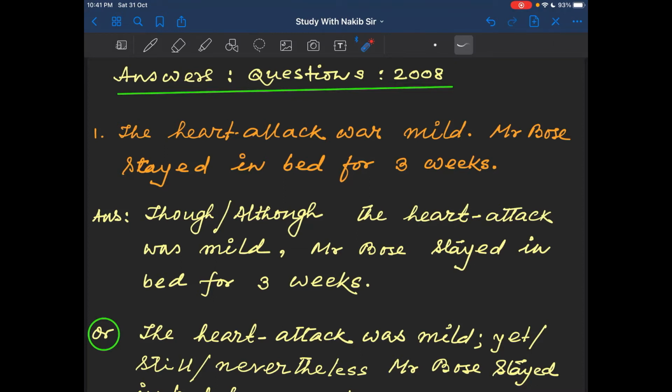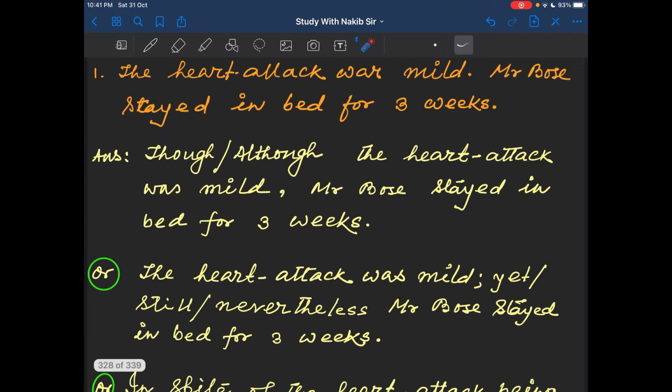So use though or although, or yet, still, or nevertheless, or in spite of. Remember, you cannot use and, but, or so. Okay. So your combined sentence will be, first use though or although. Though or although the heart attack was mild, Mr. Bose stayed in bed for 3 weeks.